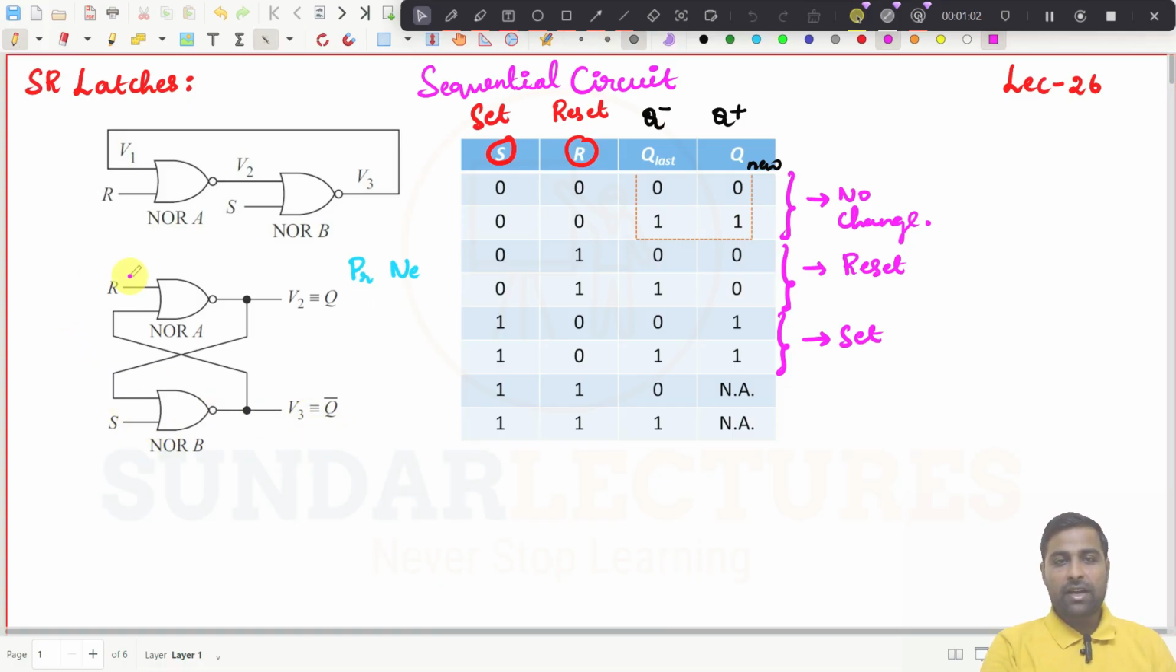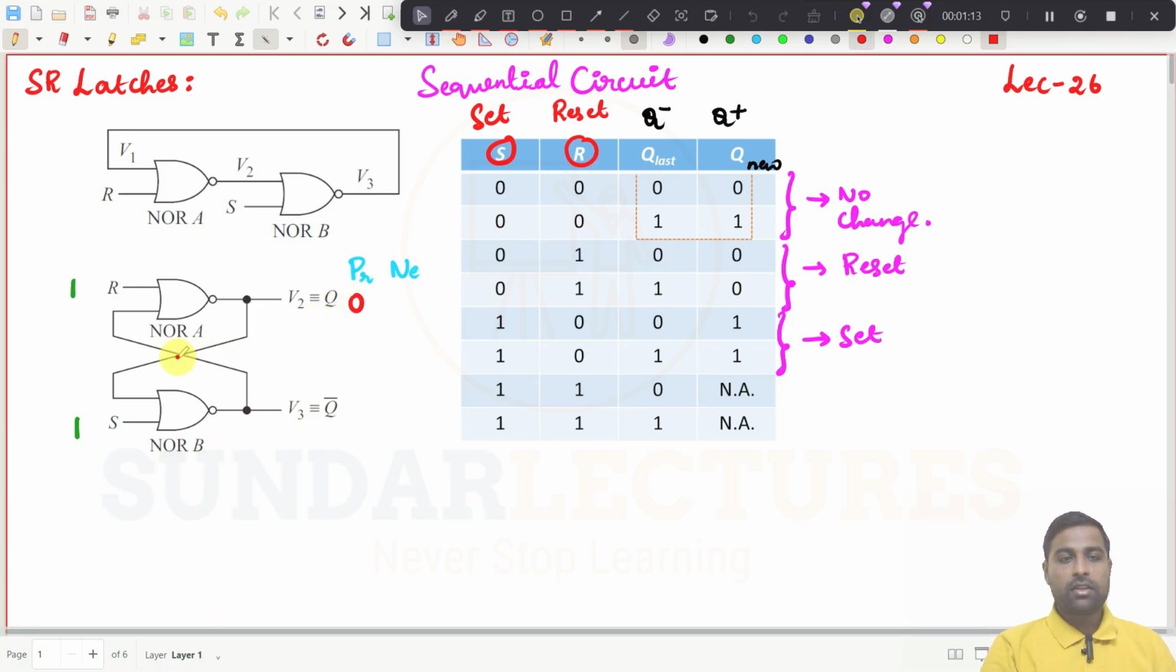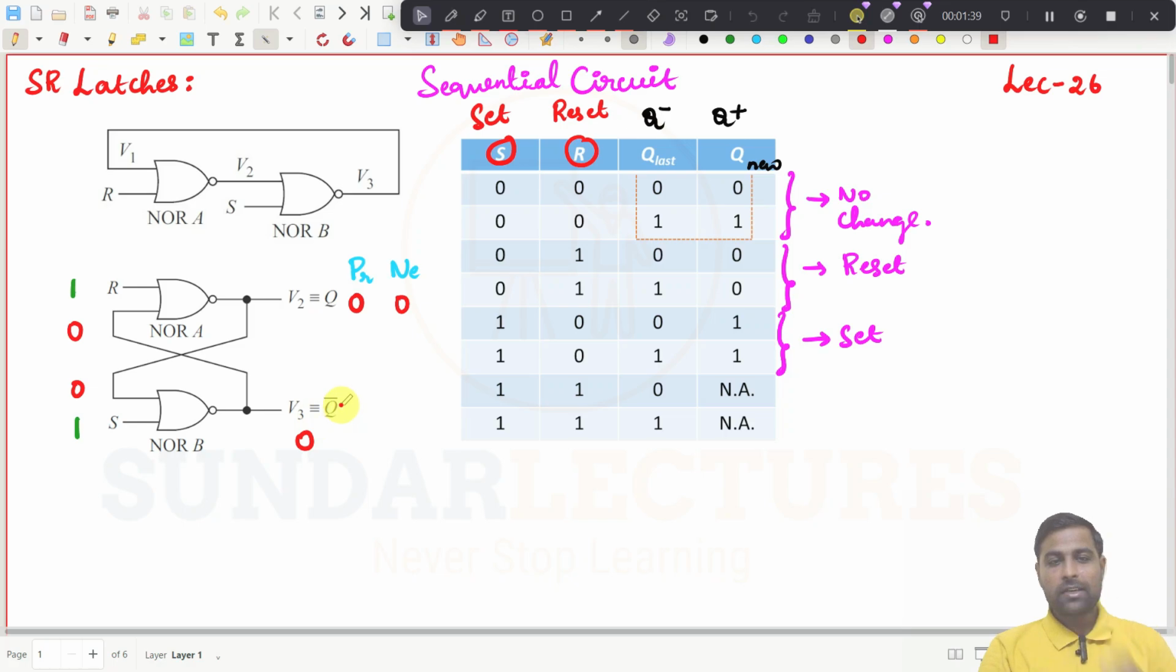Now this one you try to understand, because this is a very important thing. So if I am giving R equal to 1 and also S equal to 1, and I am assuming the present state to be 0, this 0 will come here. So what should be the output of this one now? 0 1 means the output here becomes 0. So this 0 will go here, and this 0 will go here. What happens now? This output will also become 0.